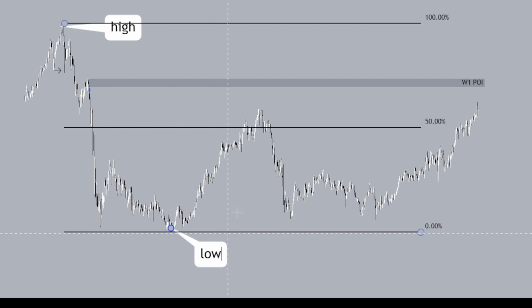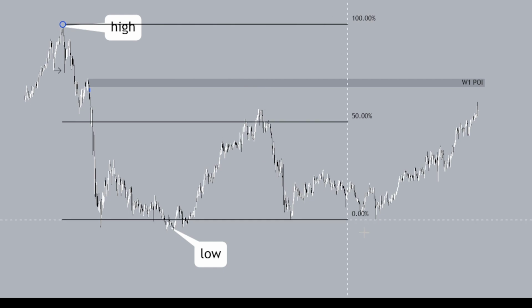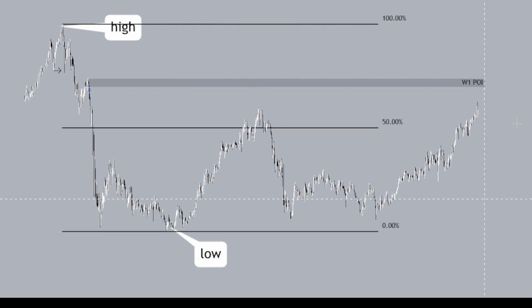So now that we have our structure and our dealing range established, from there we need to understand where the premium and discount arrays are, i.e. the PD arrays. And so what we do is we project the Fibonacci tool from the swing high down to the swing low, just like this. And we have our premium up here and our discount down here.